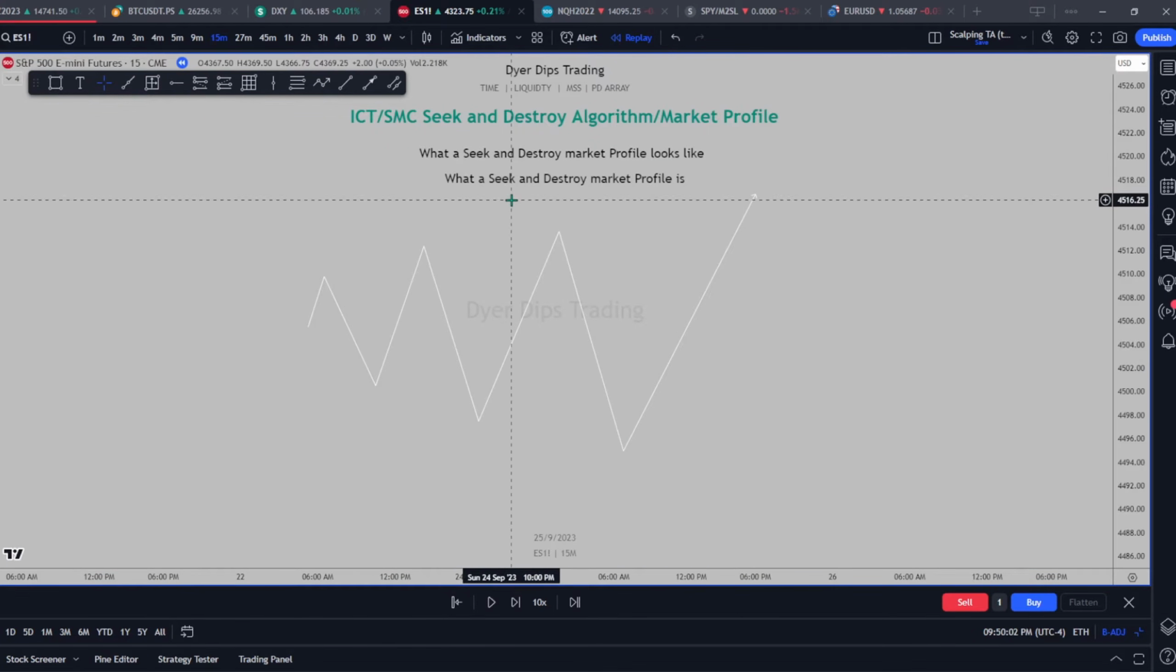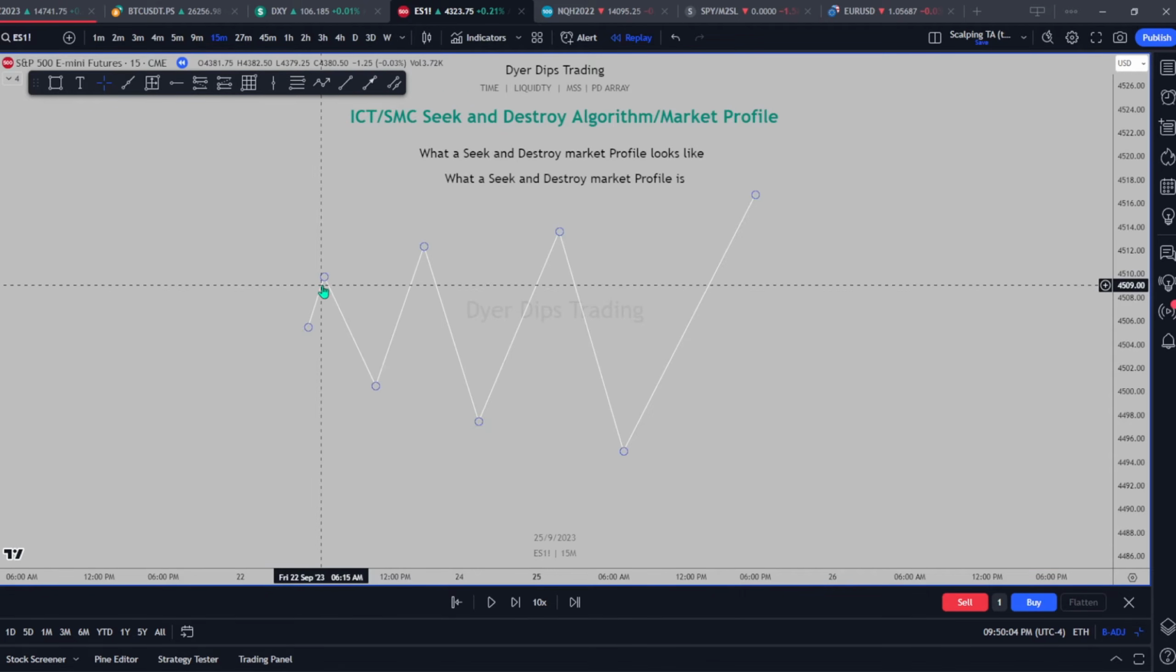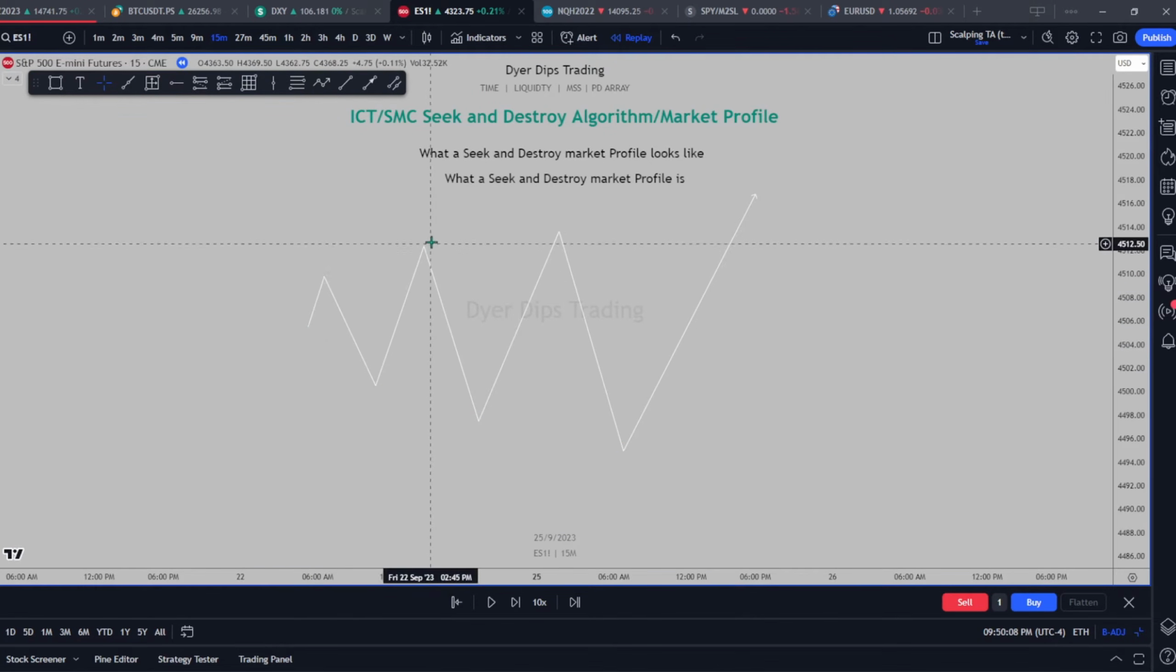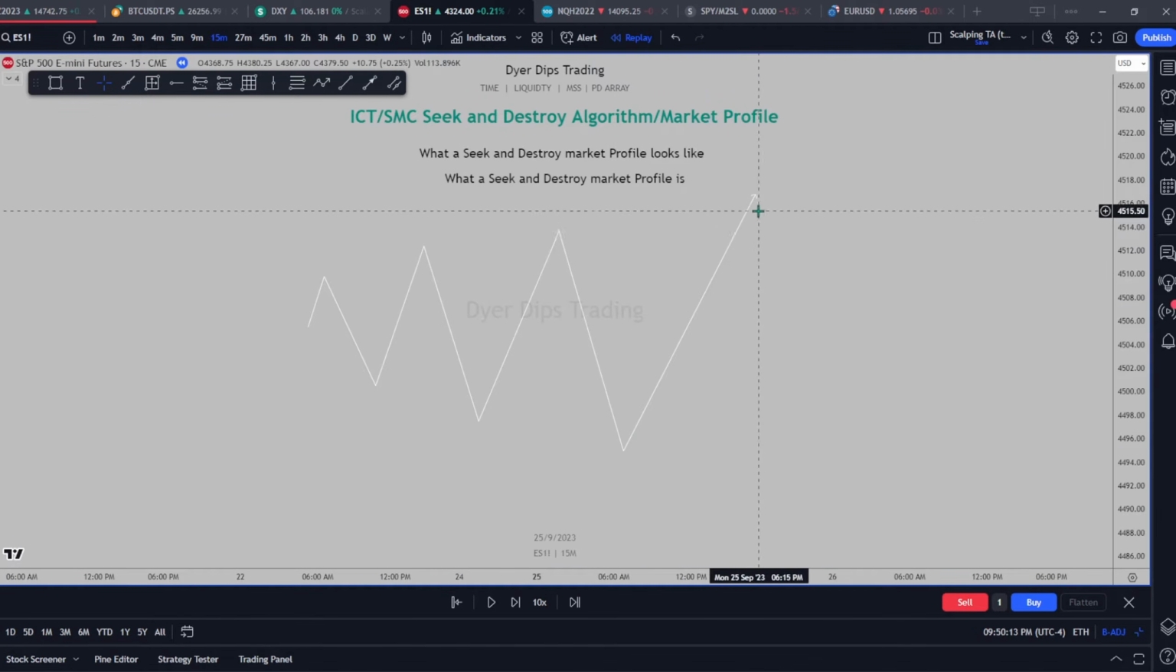It can be inversed or flipped, but essentially, you're looking for a high and a low to be created, and then you're looking for a lower low, a higher high, a lower low, a higher high, a lower low, and a higher high. And why is this called a Seek and Destroy profile?